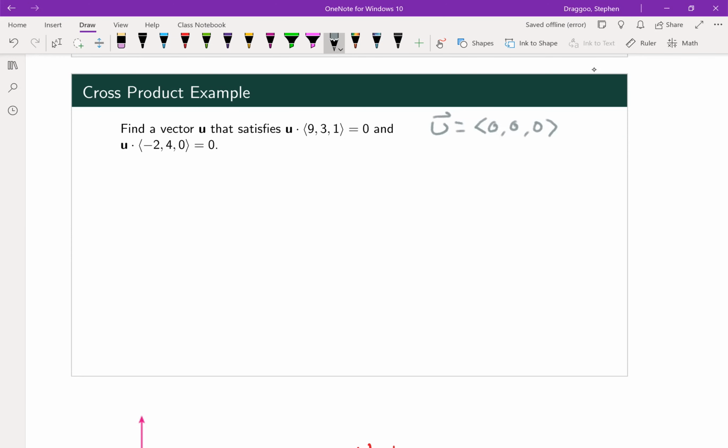Remember from the last section that if the dot product of two vectors is 0, then those vectors are orthogonal, or one of the vectors is 0. Again, the boring case, we're going to ignore that, which means that u should be orthogonal to both of those two vectors. So that means we're going to take the cross product of the two vectors listed. Also, surprise, surprise, it's the cross product section. We're taking the cross product of two vectors. Who could have seen that coming?